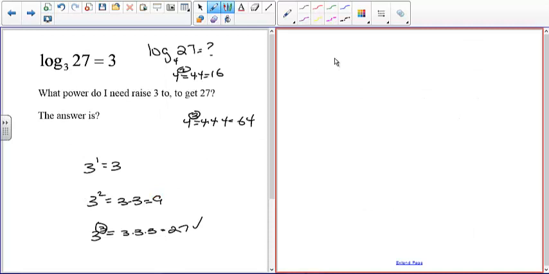So if I did log to the base 5 of 125, I'd say, what number do I need to raise 5 to get 125? Okay, so you think, well, it's not 1 because 5 is not 125, so you try 2. 5 times 5 is 25. Obviously, 25 does not equal 125, so you try it again, and you get 125, and so the answer would be 3.